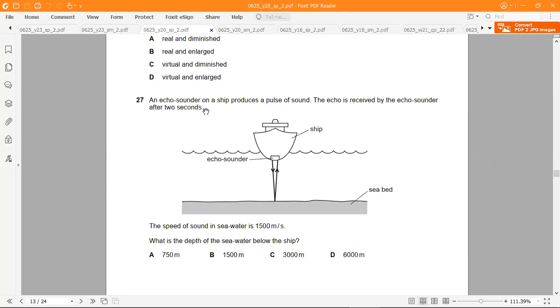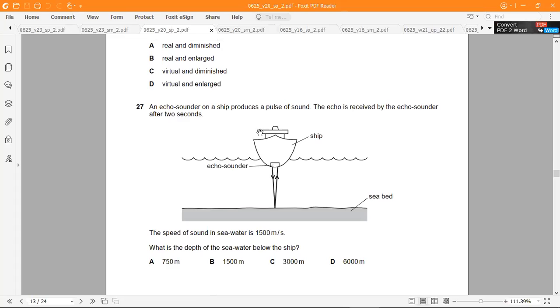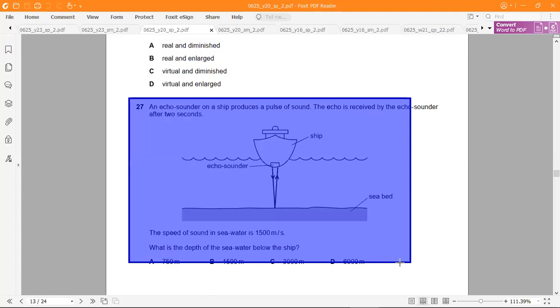An echo sounder on a ship produces a pulse of sound. The echo is received by the echo sounder after 2 seconds. Okay, so here what's the given? Tell me please, what do I write in the given here? What's the given here? So the given here is 2 seconds. It's time, t equals 2 seconds. Okay.